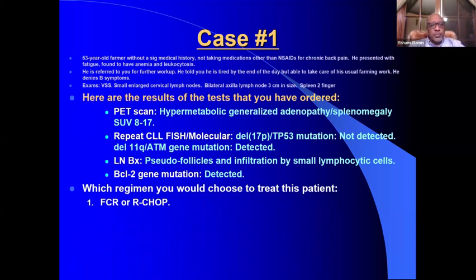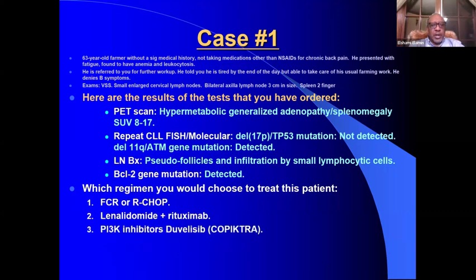FCR or R-CHOP, lenalidomide, which is Revlimid, and rituximab, a PI3K inhibitor, Copiktra, a BTK inhibitor, zanubrutinib or acalabrutinib, or CAR-T. So which one would you choose to treat this patient who now has recurrent disease 6 years later and a BCL2 gene mutation? You have 5 options to choose from.